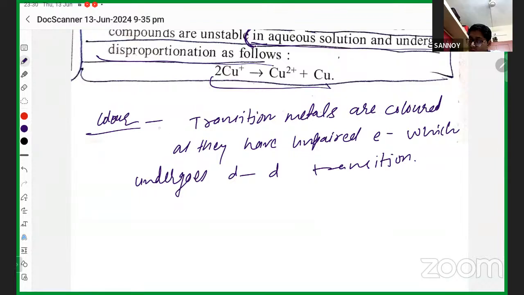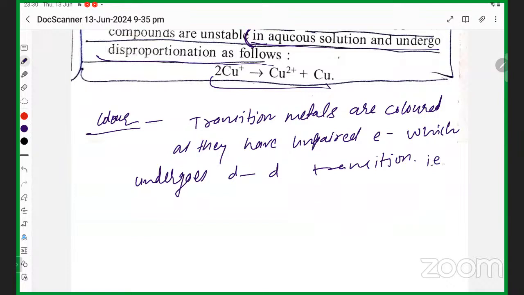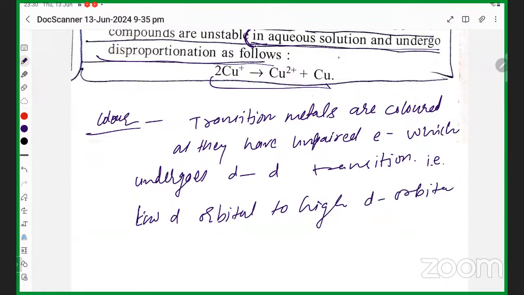Okay, which undergoes d-d transition. That is, from a low d orbital to a high d orbital, low d orbital to high d orbital. So they are jumping now. Jumping means they jump for a short period of time and then they fall down. When they fall down, they release energy that appears colorful in the visible region.